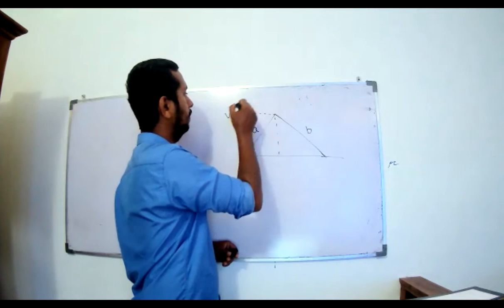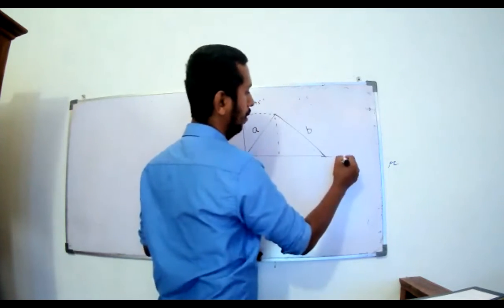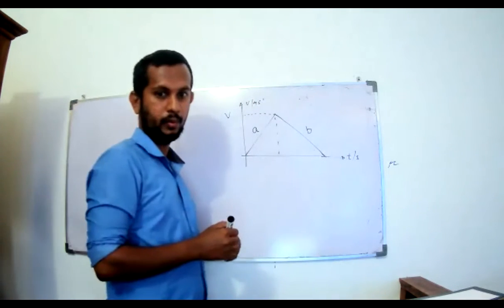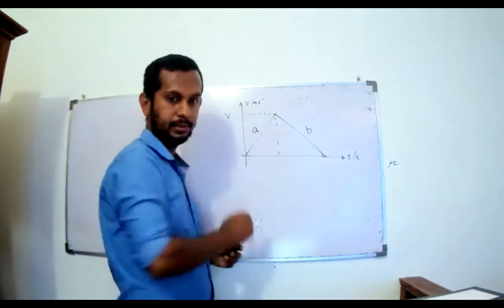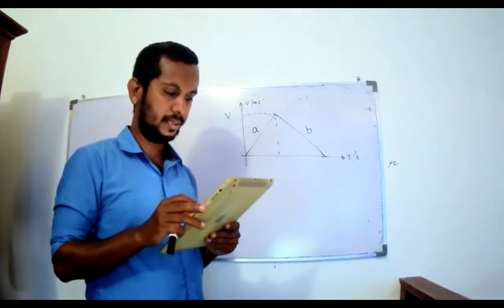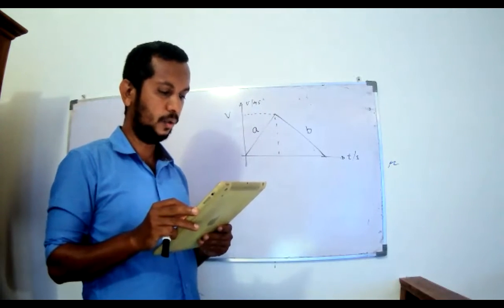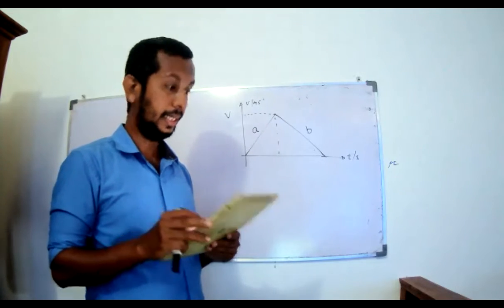This should be the maximum velocity, V ms^-1, and t seconds. You should be able to rename both axes. This should be the graph, right? The next case: the distance between PQ is 4 kilometers.